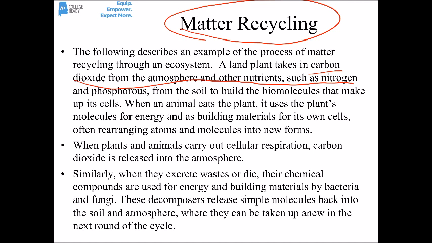Ultimately, those same carbons and oxygens and nitrogens and phosphoruses are used to build the next animal in the food chain. And that keeps going until eventually we get to the top of the food chain. That organism dies. Decomposers break down that organism, and the cycle starts over. But those atoms don't go away. They're recycled over and over again in the food chain.